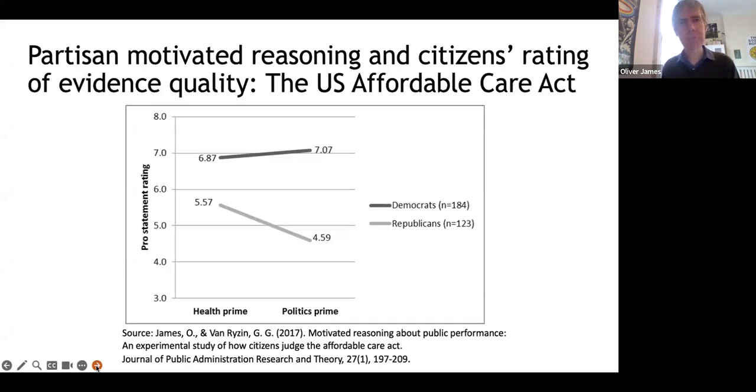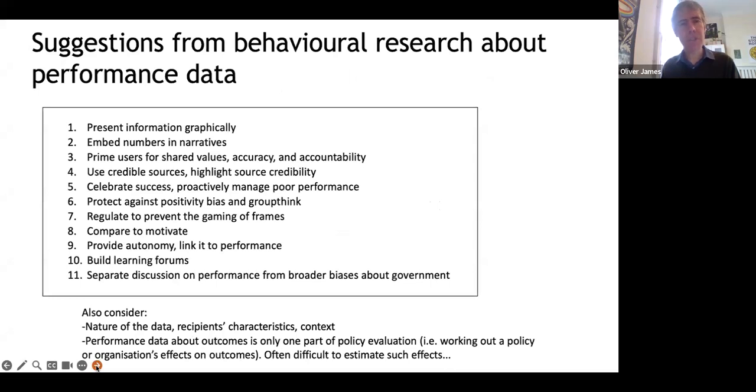Next slide, please. So I just wanted to finish up by showing some of the ways a behavioral perspective, which recognizes these psychological aspects and the political context of government performance information, can help. There are some simple things, like presenting information graphically, and Juliana was already showing how a graphical presentation can help the reception of information in a way that dry tables don't. I think embedding numbers in narratives, so that you give stories about particular people, for example, who have benefited from the program.